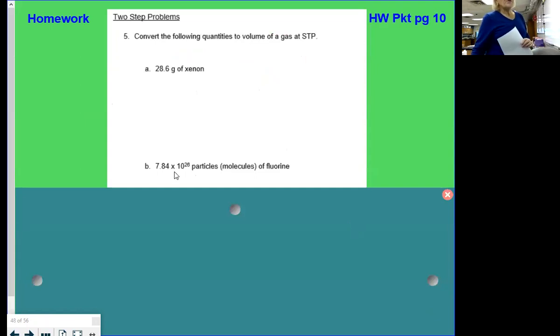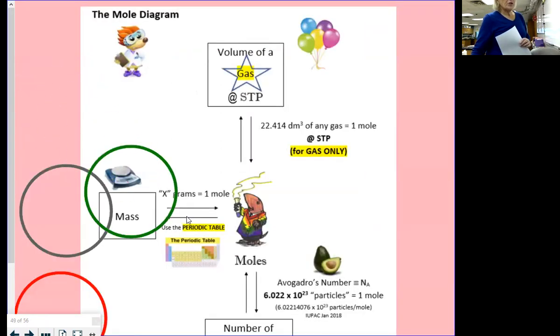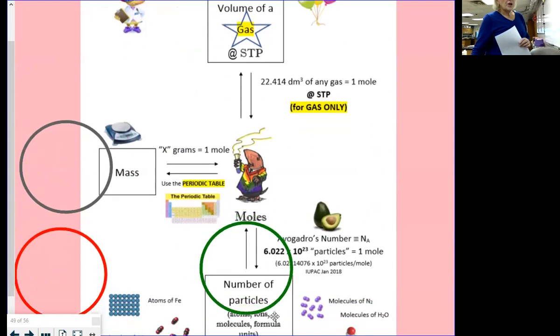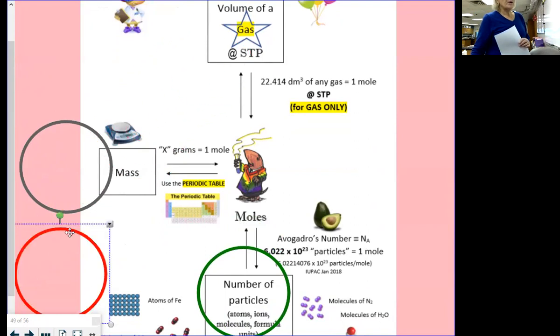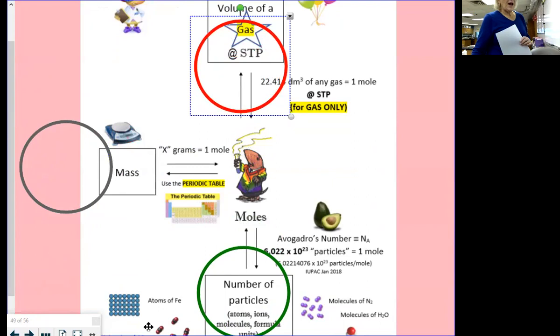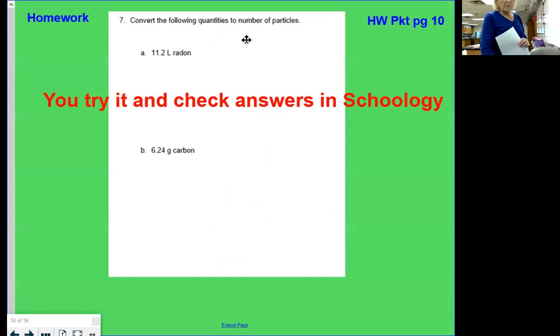I should just show you one 2-step problem. Here you're given number of particles of fluorine, and they want you to convert it to volume of a gas. If you're given number of particles, that means you're green. You are down here to start. You are given number of particles, and they want you to find the moles, the volume of the gas. Starting with number of particles, finding the volume of the gas. You have to go through the mole diagram. You'll use this conversion factor to convert to moles, and this equality, to convert to volume of a gas.